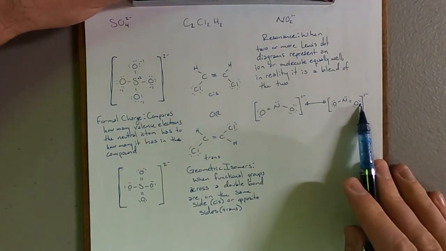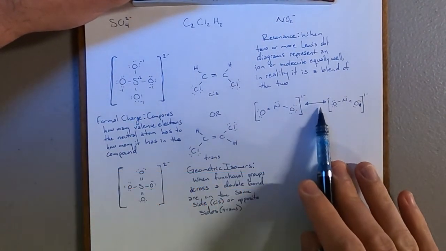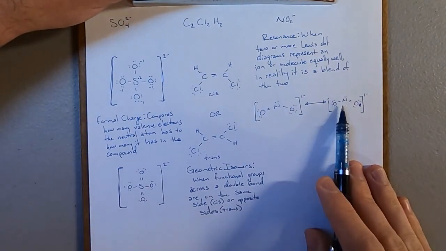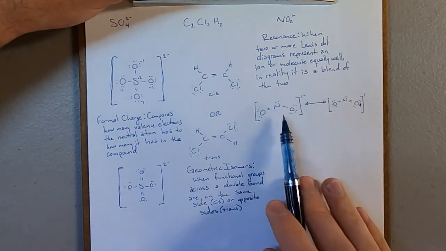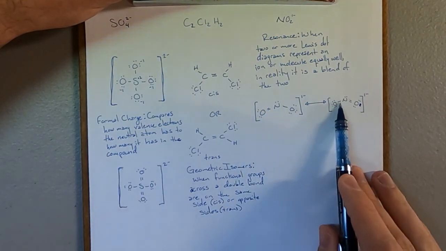Ignore these. I put 2 extra electrons in, and I am writing in pen. So what this means is that these are both equally valid, and that in reality, the real structure for this would be a blend of these two, that this bond, instead of being double or single, is more like a 1.5 bond.